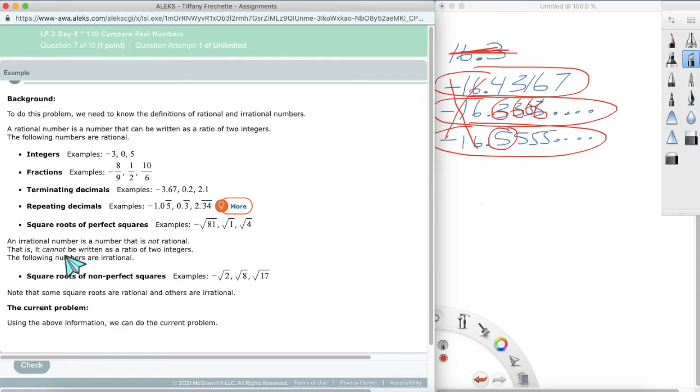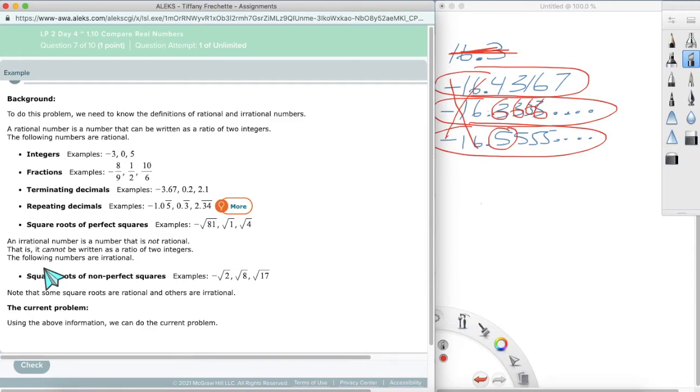rational. So a rational number is a number that can be written as a ratio of 2 integers. So anything in here is called a rational number. We can write it as a ratio or as a fraction. An irrational number is a number that is not rational. That is, it cannot be written as a ratio of 2 integers, or it cannot be written as a fraction. Remember, that means that we're looking for that non-repeating, non-terminating decimal. That's what we're looking for when we're looking for irrational.